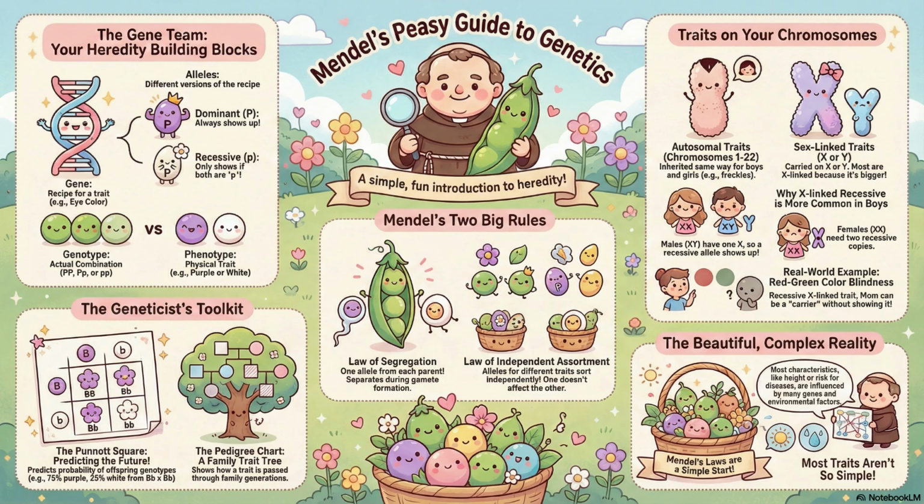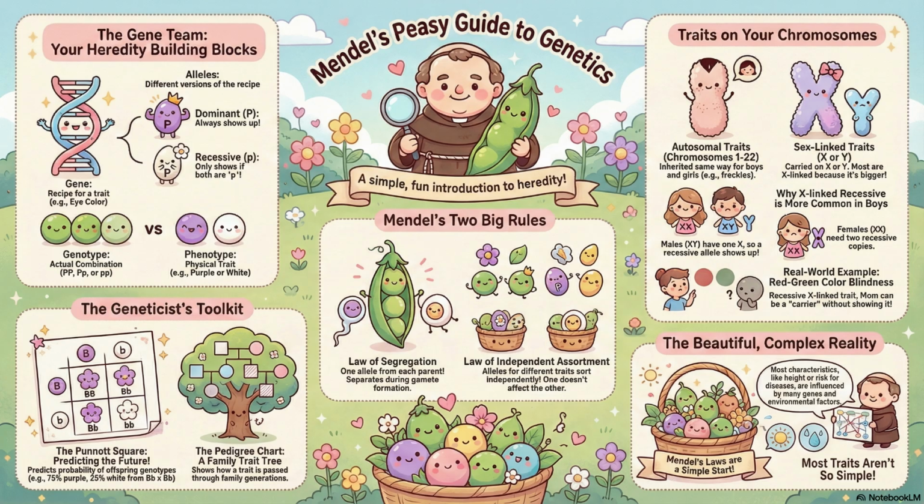So we've laid it all out. Simple inheritance, predictable math, clear patterns. But now we get to the modern deep dive, where we have to ask, is this simple model actually true for most of life? This is where we leave the P-plans behind. And the simple answer is no, not really. Mendelian simplicity is profoundly deceptive.